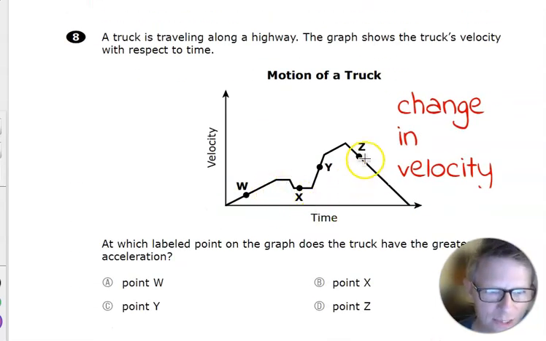Change in velocity is acceleration, so the biggest change in velocity is right there. It doesn't have to be going upward, it could have been z going downward, but z is not very steep. So the biggest change in velocity is right there.